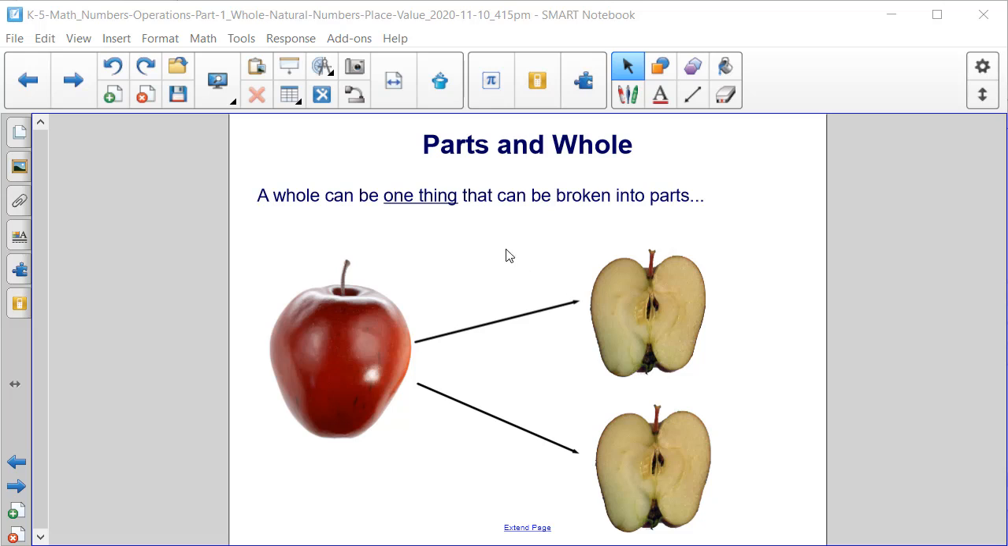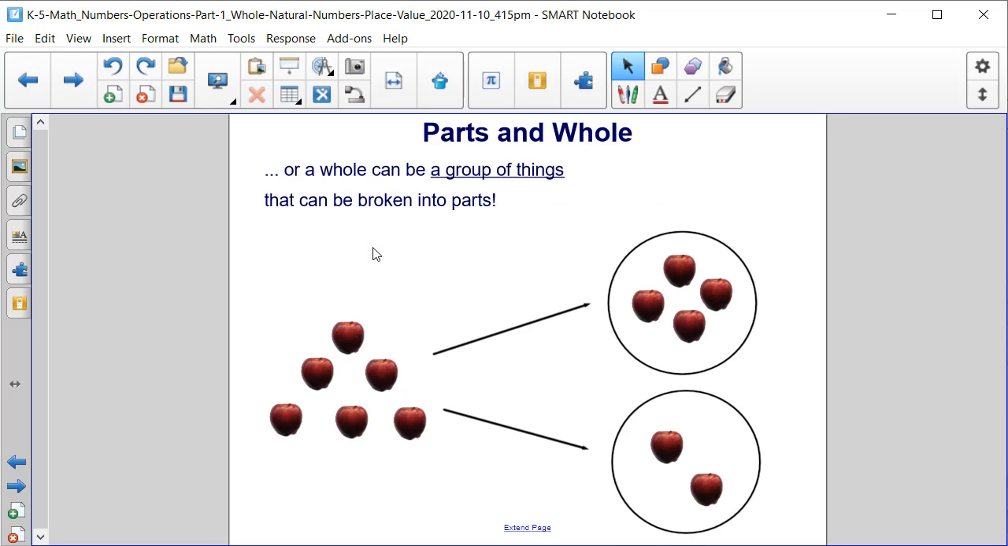A whole can be one thing that can be broken into 2 parts. As shown here, this apple, if you slice it down the middle and you open it, you can look at both halves. Or a whole can be a group of things that can be broken down into smaller parts. So in this original triangle of apples, we have 6 of them, and you can break 6 down into 4 and 2 as an example.